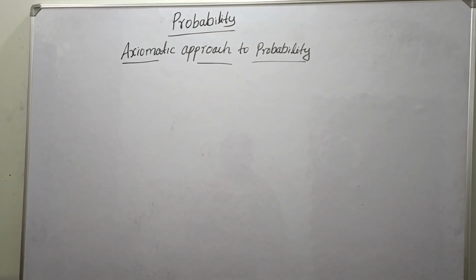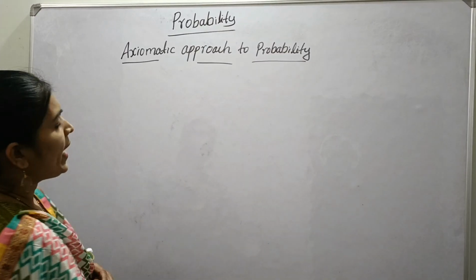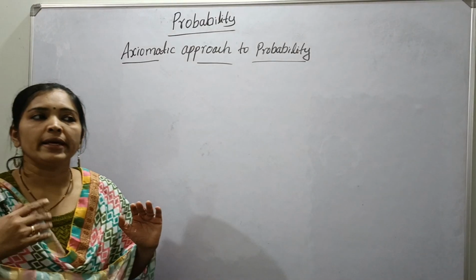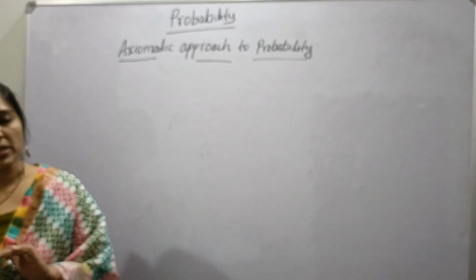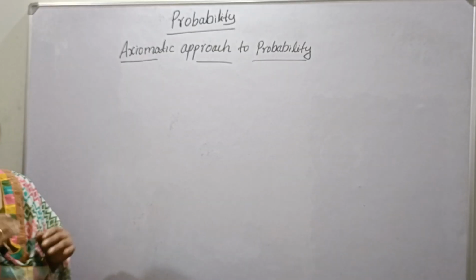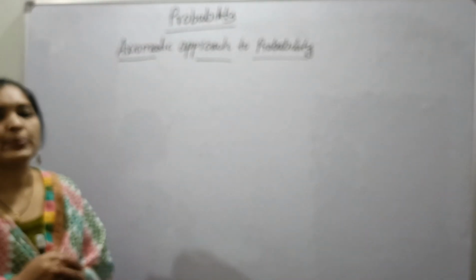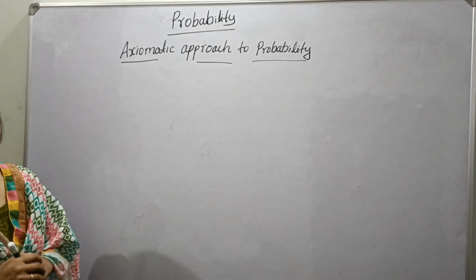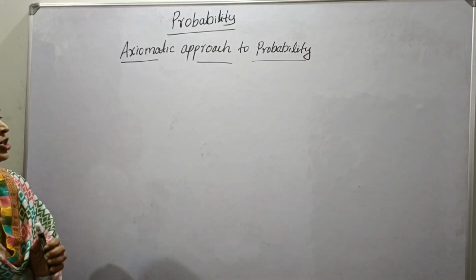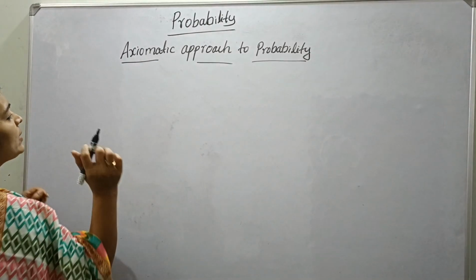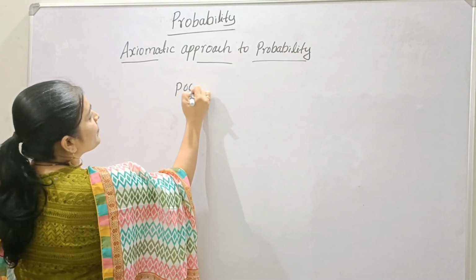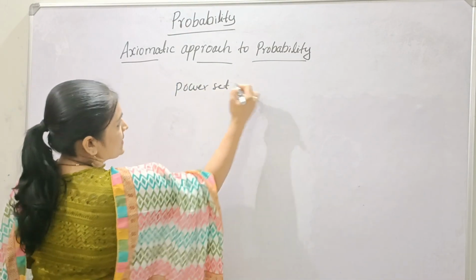The topic is the axiomatic approach to probability. It is defining the probability of an event. In this method, there are some axioms or rules to indicate the possibilities. So for that, let us take a random experiment, where S is the sample space and P is the probability. P is a real valued function whose domain is the power set of S.